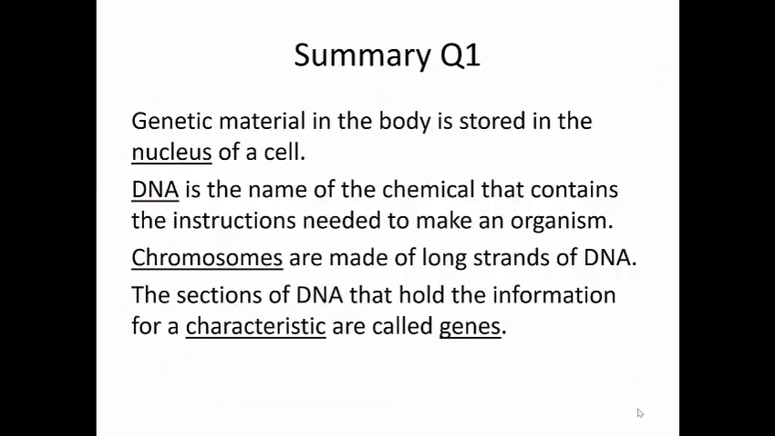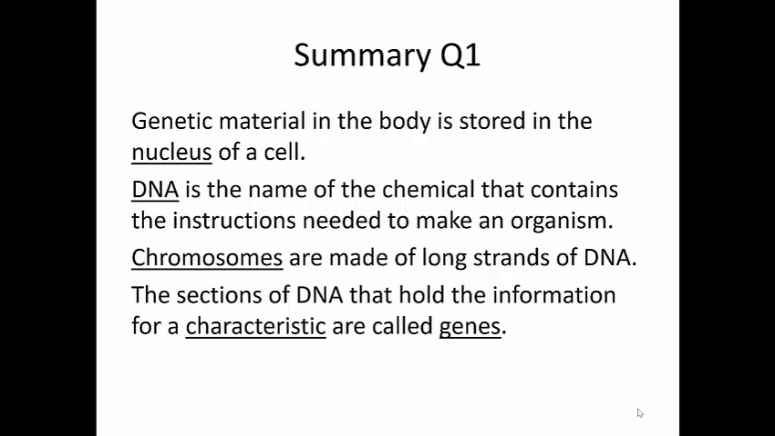Okay, so you should have got: genetic material in the body is stored in the nucleus of a cell. DNA is the name of the chemical that contains the instructions needed to make an organism. Chromosomes are made of long strands of DNA, and the sections of DNA that hold the information for a characteristic are called genes. So if you got all of those right, give yourself a smiley face, correct them if you got them wrong.